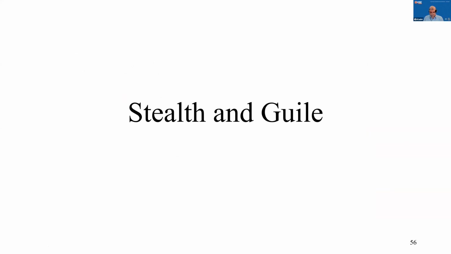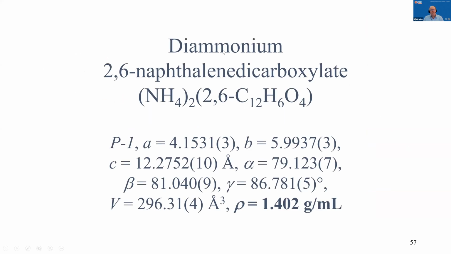I have a couple of minutes to do stealth and guile. So here's an example: diammonium salt of 2,6-naphthalene dicarboxylic acid. It's an aromatic acid that my industrial employer has made. Not very soluble. And I remembered my freshman chemistry that ammonium salts were soluble. So I could learn how to make this by taking ammonia vapor, reacting with the acid and making this material. I couldn't actually index this until I took it to the synchrotron.